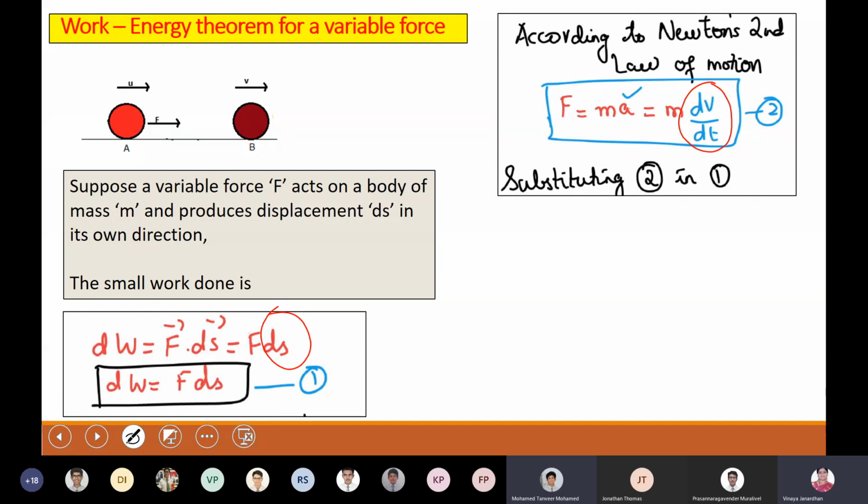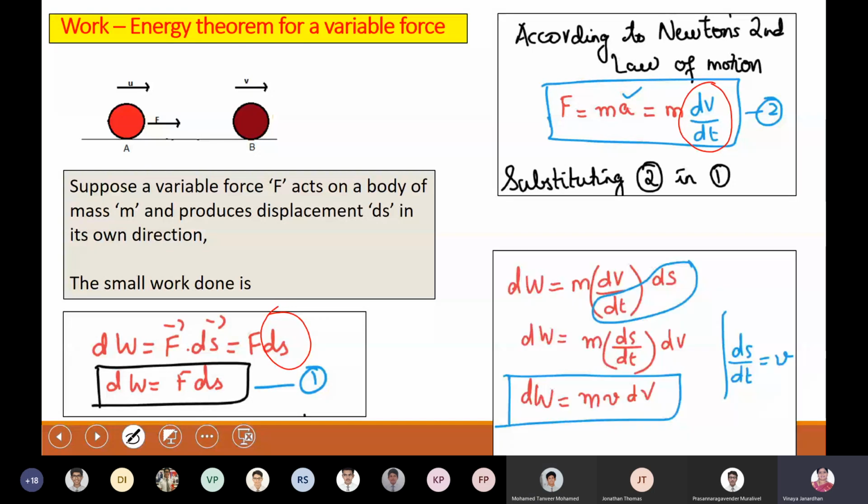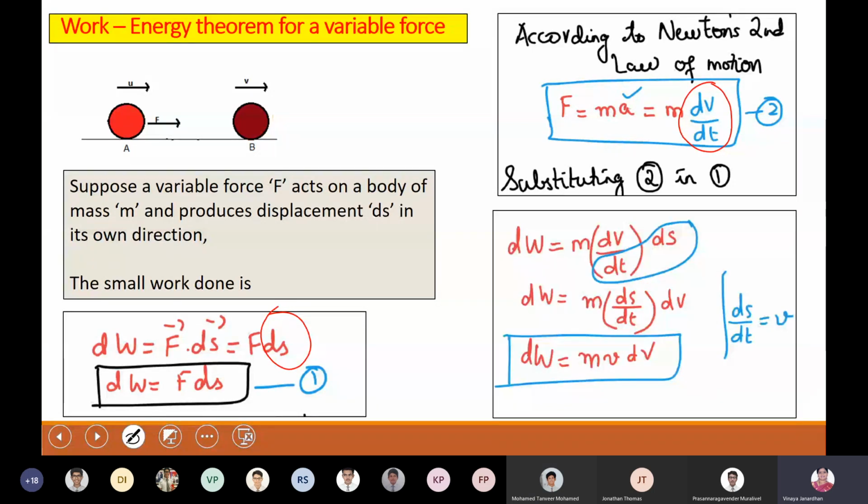Ma'am, dw is the work done for a small work, yeah? Yeah, for a smaller displacement. Now we'll substitute the force over here. Are you getting this? dw is equal to, boys, are you getting dw is equal to, I'm substituting for force, okay.